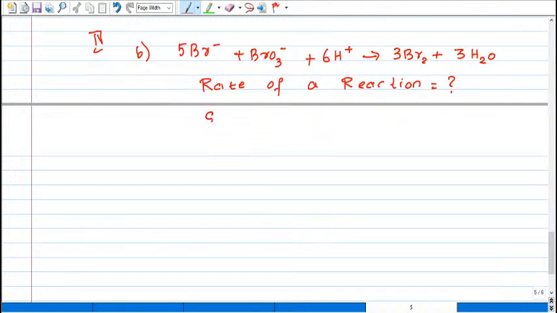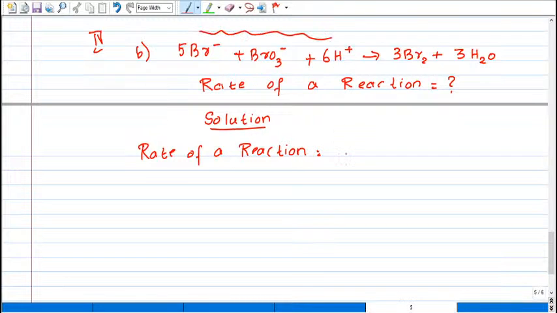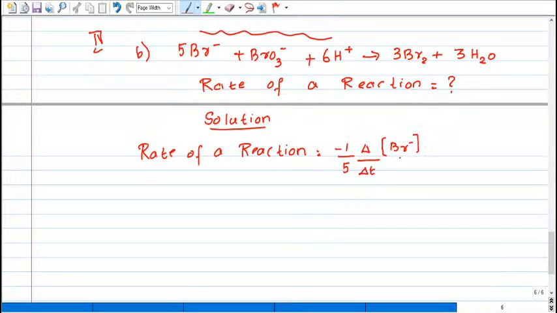How to go with the solution? We know how to write the solution, it's very easy to go with the rate of reaction. Rate of reaction, I can write here. So there are 3 reactants, so I have to put 5 as the number here. I have to put minus 1 by 5 d by dt of the active mass of Br minus. This is the first one.